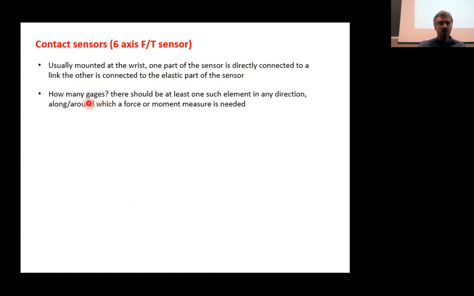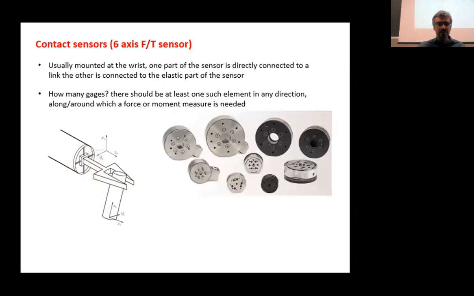And how many gauges do we need to use? There should be at least one pair for any direction that we want to measure. So if we have a six-axis force torque sensor, we need at least six pairs of gauges. And this is the shape of the elastic element I was telling you. This cross is called Maltese cross. And this is the end effector, and here we have the contact forces. So we will see in the kinematics lecture that whatever you read from this force torque sensor, you need a rigid transformation to compute the real contact force and moments at the contact point. Because the reading is done here, but you want to estimate the contact force here.